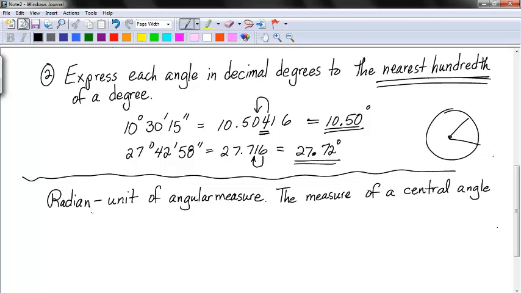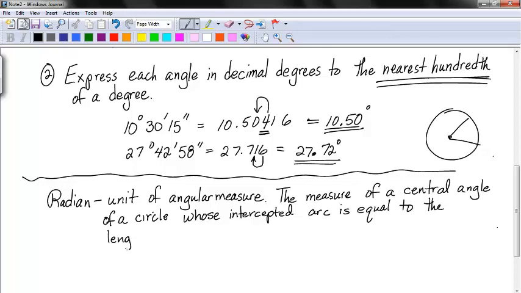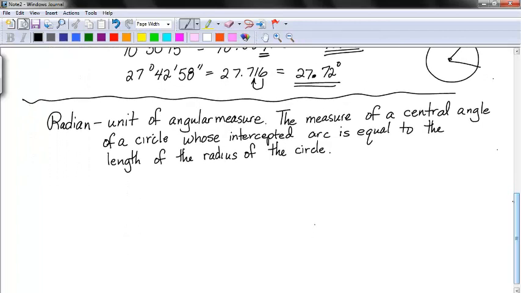The measure of a central angle of a circle whose intercepted arc is equal to the length of the radius of the circle. It's the measure of a central angle of a circle whose intercepted arc is equal to the length of the radius of the circle.